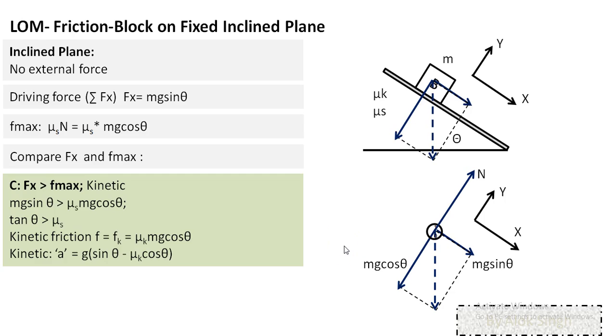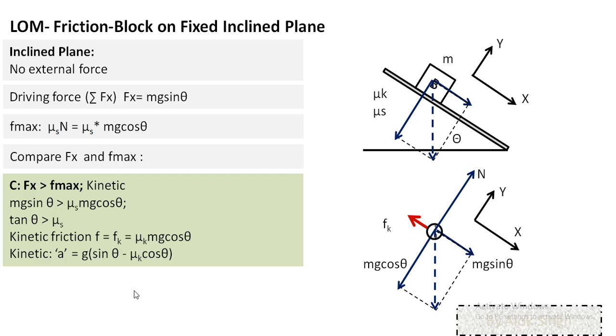So in the kinetic state, the friction will be kinetic friction, which is equal to mu k times the normal reaction, that is, the coefficient of kinetic friction times the normal reaction mg cos theta. In the kinetic state, the acceleration will be equal to the net force divided by mass. The net force is mg sin theta down the slope and kinetic friction up the slope. So net force equals mg sin theta minus mu k mg cos theta, and dividing by m, we find the acceleration equal to g times (sin theta minus mu k cos theta).